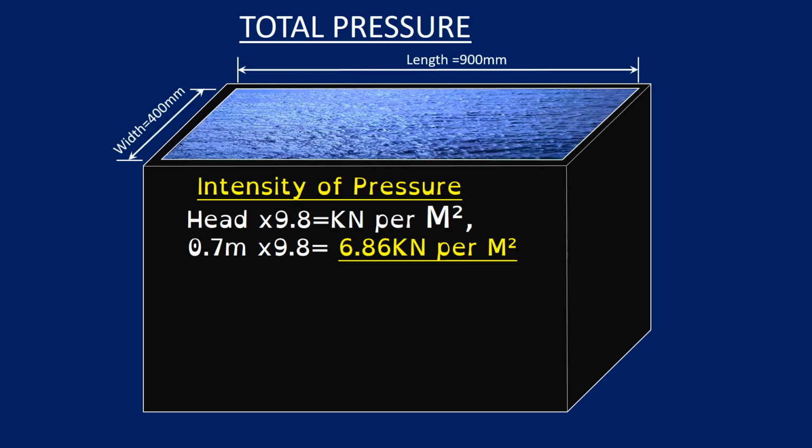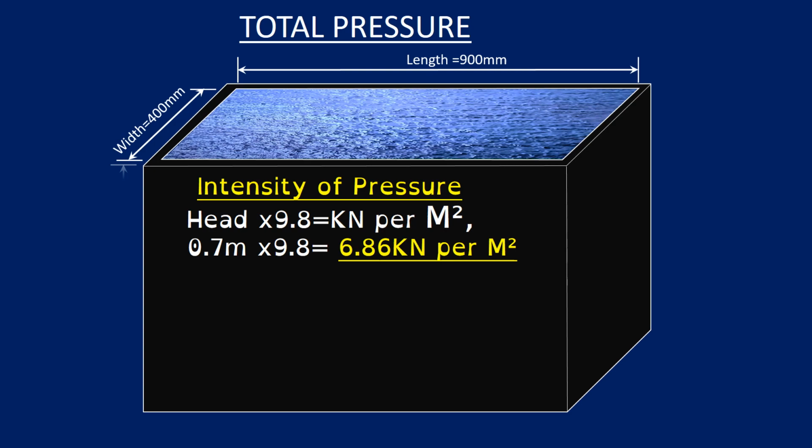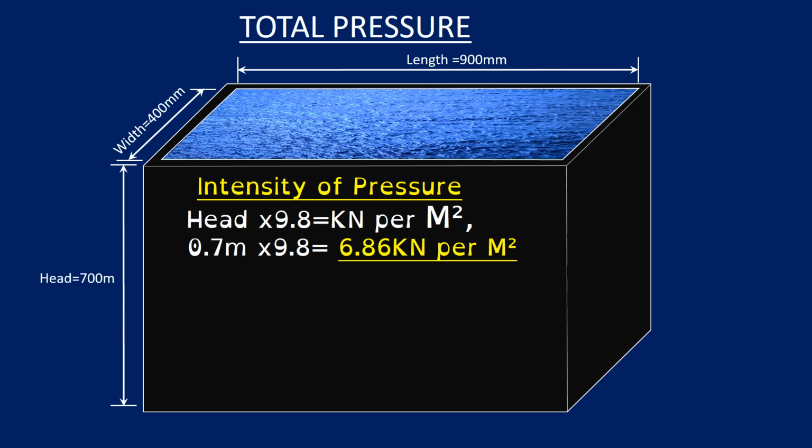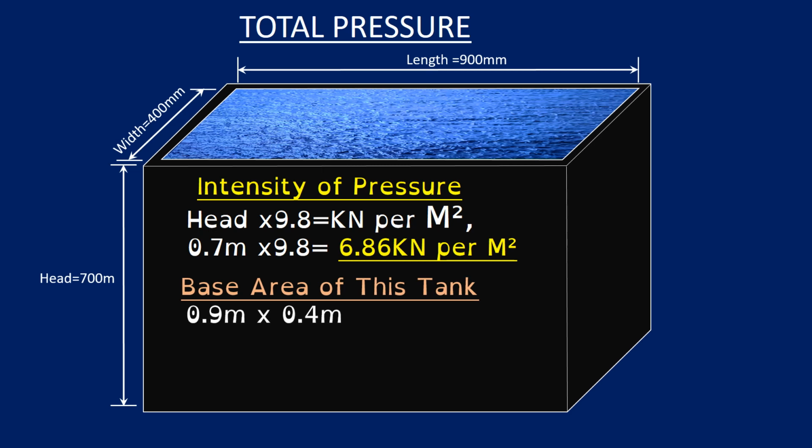So here we have the intensity of pressure calculation first shown here on the side of this tank. So we've established that per square meter we have 6.86 kilonewtons if it is a head of 0.7 meters. So now that we have that information, we're going to have to find out what is the area of the base of this particular tank. So we've discovered there that it's 0.36 square meters.